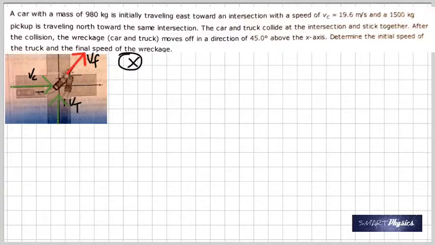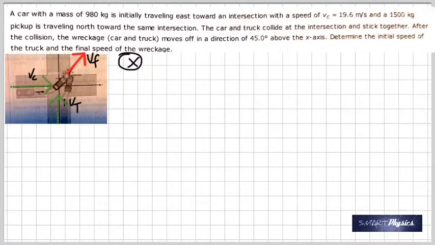towards the same intersection. And unfortunately they collide and stick together and move off with a common velocity Vf at 45 degrees to the x-axis. You have to find the initial speed of the truck, which is Vt, and you also have to find the final speed with which both of them go.